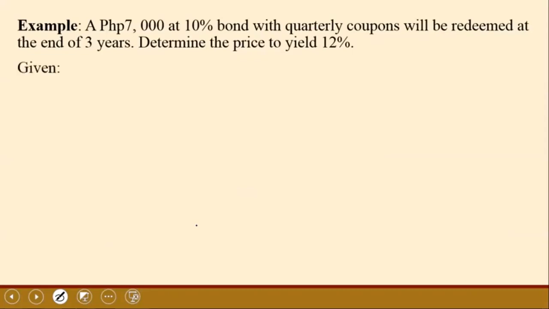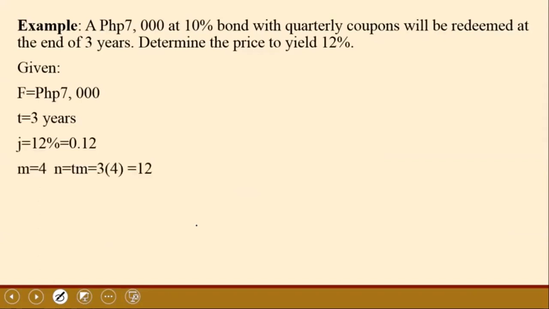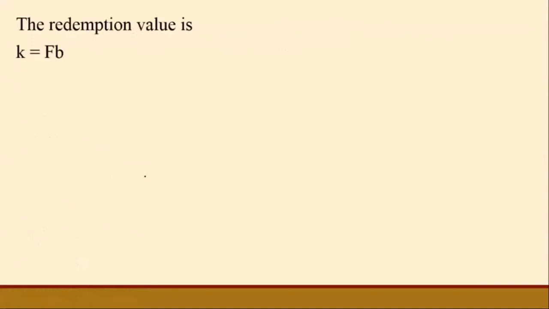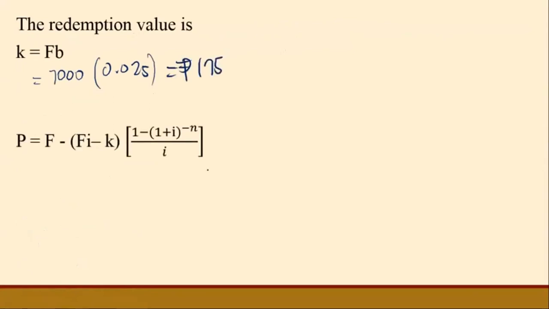Okay, example. A 7,000 pesos at 10% bond with quarterly coupons will be redeemed at the end of 3 years. Determine the price to yield 12%. So we have the following given. The face value is 7,000. Time for 3 years, nominal interest rate 12%. And then number of conversion per year is 4. The number of payment is 12. Yung N natin. And then the bond rate is 10%, and then the periodic interest rate 0.025. And of course, the periodic bond yung B. Okay, so we have the redemption. So this is 7,000 times 0.025. So this is equal to 175 pesos.